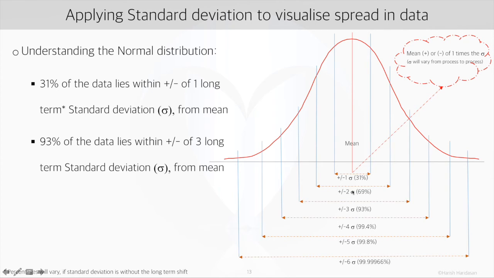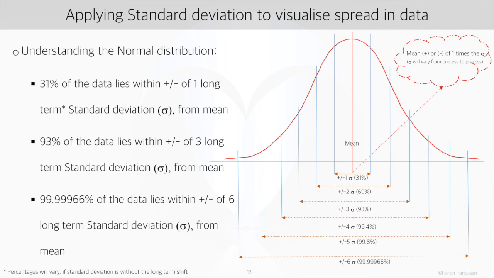Similarly, in the range of mean plus minus 2 times the standard deviation, we can expect 69% of the data. In the range of mean plus minus 3 times the standard deviation, we can expect 93% of the data. And by the time we reach mean plus minus 6 times the standard deviation, we can expect 99.99966% of data, which is almost 100% of the data.